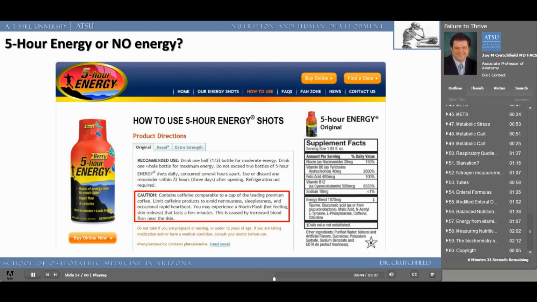You could actually take a shot of coffee or 2 cups of coffee and get as much, if not more, energy than this 5-hour energy drink. But they play on people's ignorance. There is no energy in this, just vitamins, and they can't be used as an energy source.